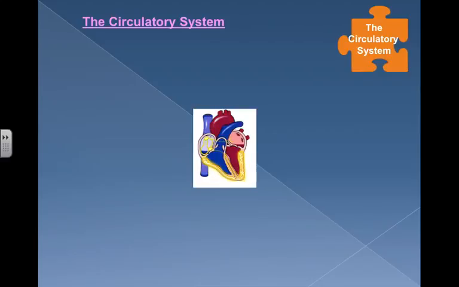The heart is made up of 4 chambers, so you can see here there are 4 different chambers. The top or upper 2 chambers are called the atria, and the lower 2 chambers are called the ventricles. So the atria is basically where, as you can see here, it receives blood into the heart.